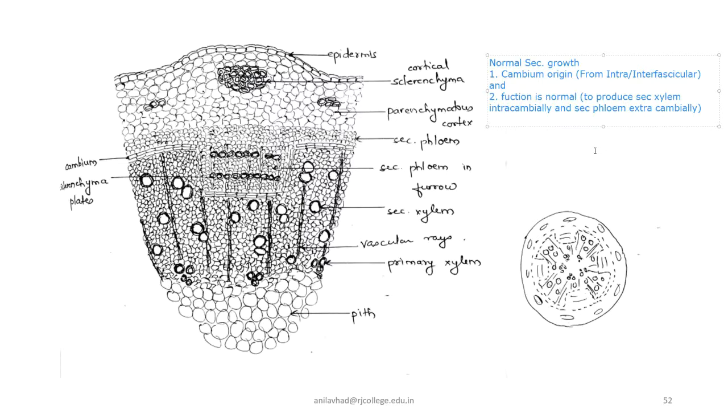secondary growth. Either it is useful for the plant or it may not be useful for the plant. If it is useful for the plant, then it is referred to as adaptive anomalous secondary growth. And if it is of no use, then it is simply referred to as non-adaptive anomalous secondary growth.